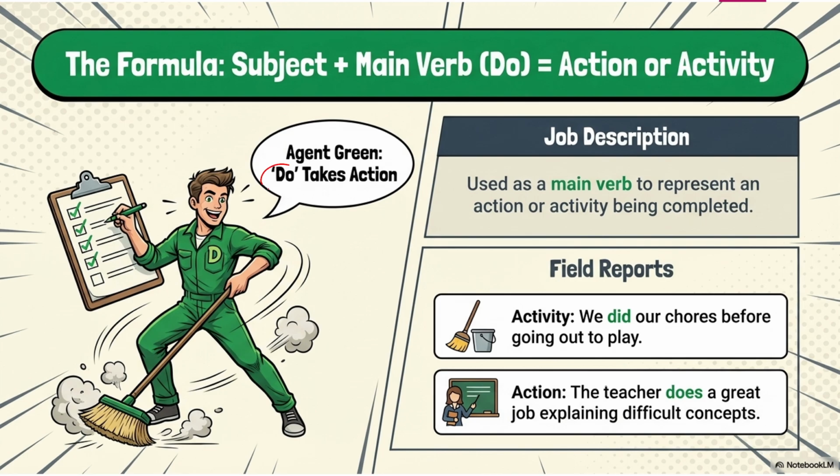Let's talk about do as a main verb. The main function of do when it is used as a main verb is to represent an action or activity being completed or done. We have an example: we did our course before going out to play. Here did is used as a main verb and it shows the activity. And when you talk about action: the teacher does a great job explaining difficult concepts. Here the word does is a main verb and it is showing the action.